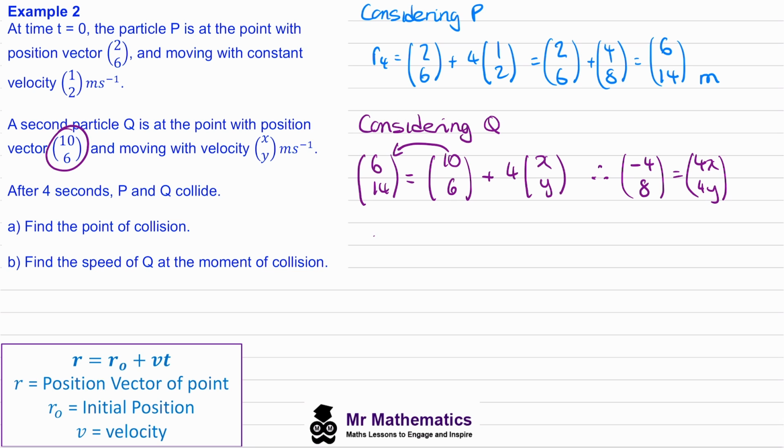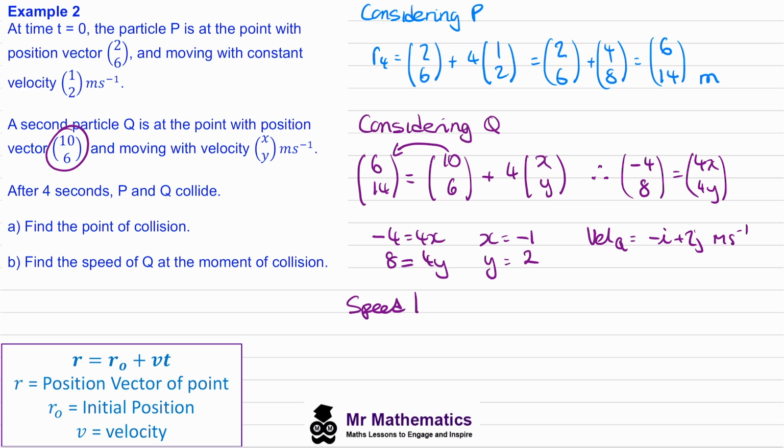Solving these equations, negative 4 will equal 4x, so x must equal negative 1, and 8 is equal to 4y, so y must equal 2. So we know the velocity of Q then will be negative i plus 2j meters per second. But to work out the speed, well, speed is the magnitude of velocity. So this will be the square root of negative 1 squared plus 2 squared, which is root 5 meters per second. Okay?